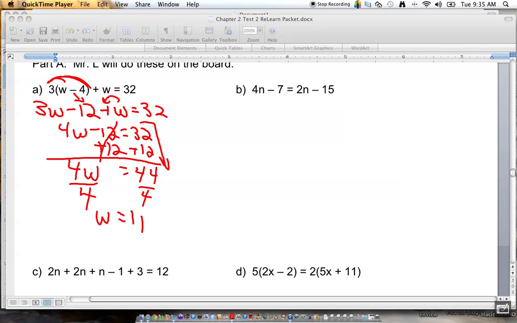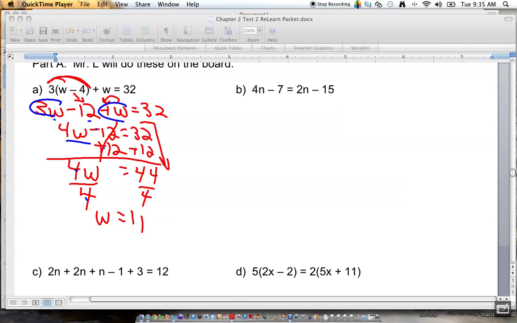Once again, I distributed the 3 to the W and the 4. I got 3W minus 12. And then I combine like terms. That is same side, same operation to get my 4W. Standard 2-stepper that says minus 12. I added 12, divided by 4, and I come up with W is equal to 11. Now, I take a look at the next question.